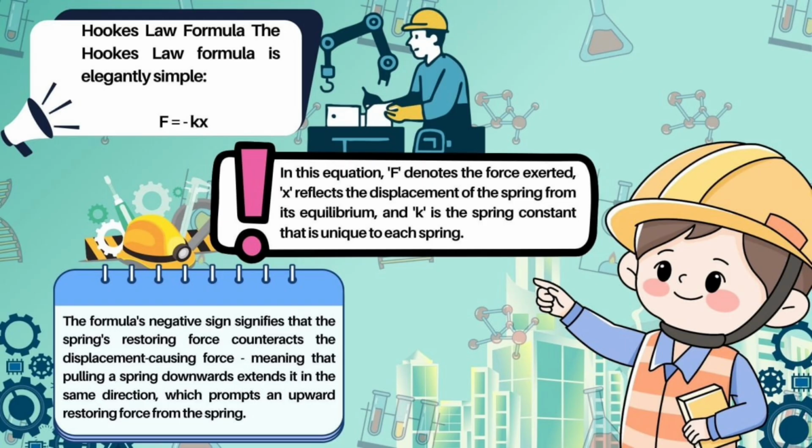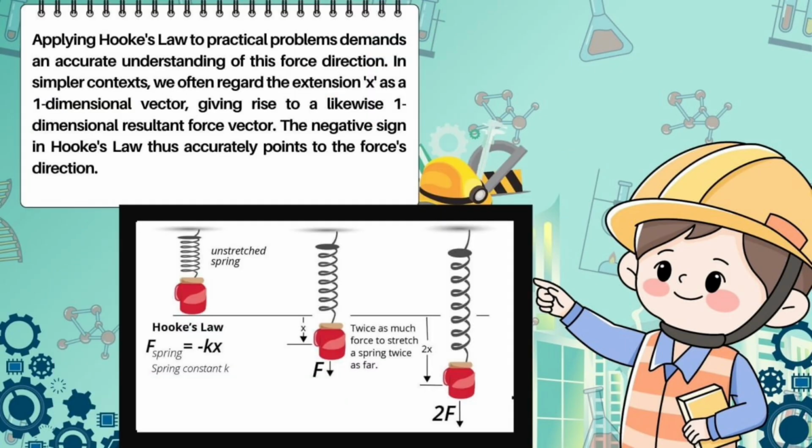Displacement is how far the spring moves from its original position. And spring constant tells how stiff the spring is. So the higher the spring constant, the harder to stretch. Applying Hooke's law to a practical problem demands an accurate understanding of the force direction. In simpler contexts, we often regard the extension x as a one-dimensional vector, giving rise to a likewise one-dimensional resultant force vector. The negative sign in Hooke's law thus accurately points to the force direction.